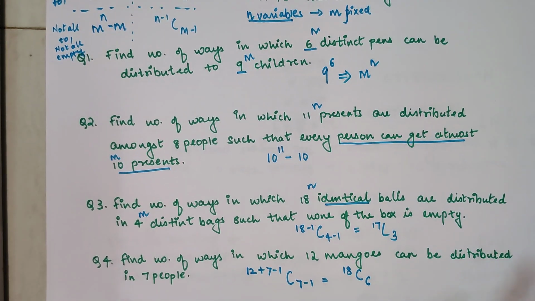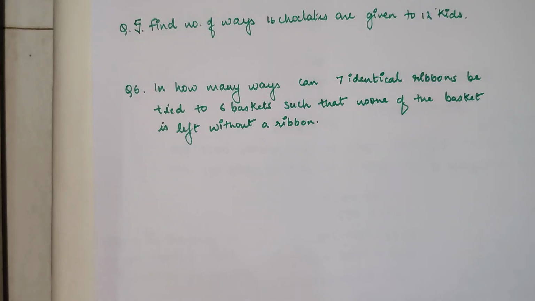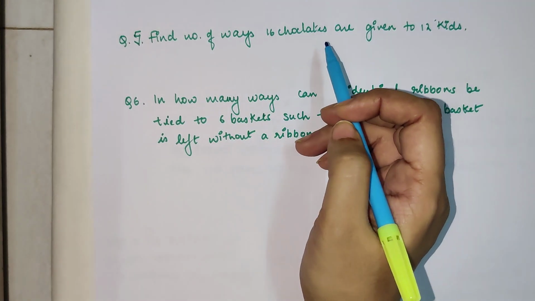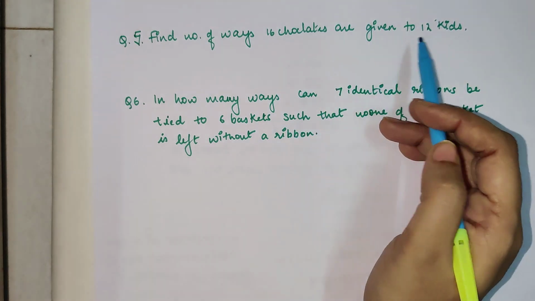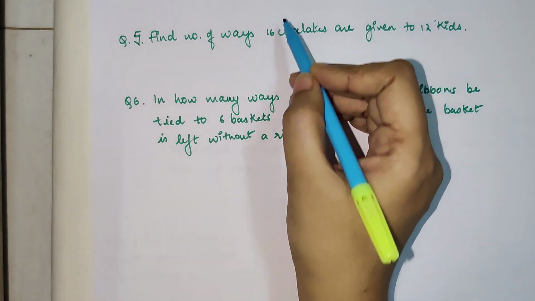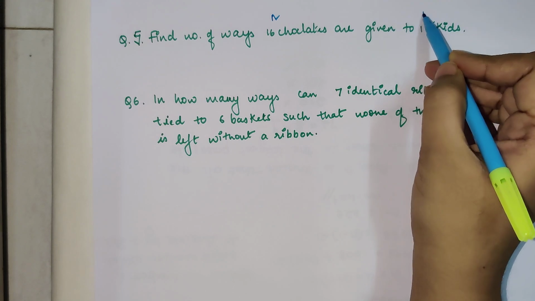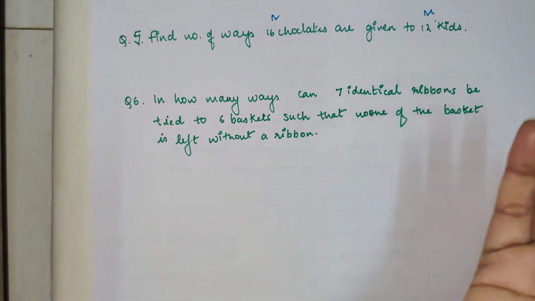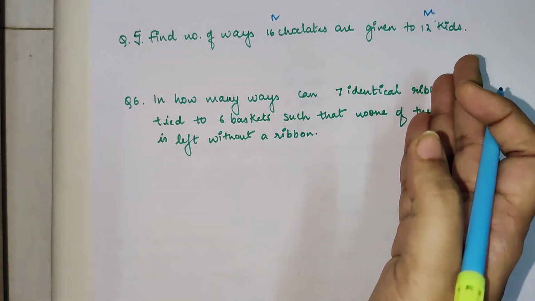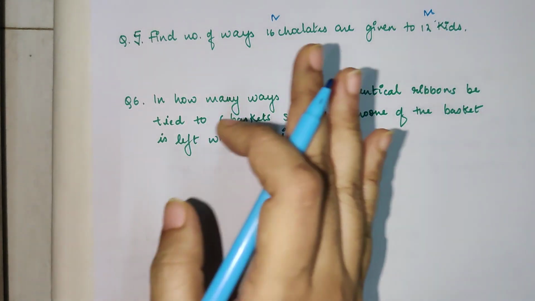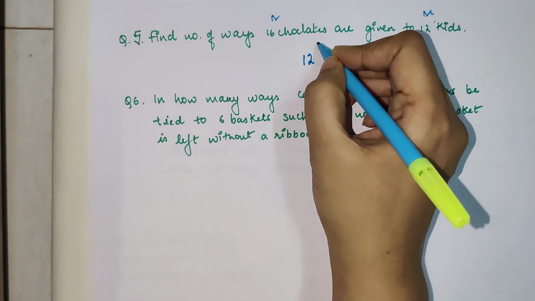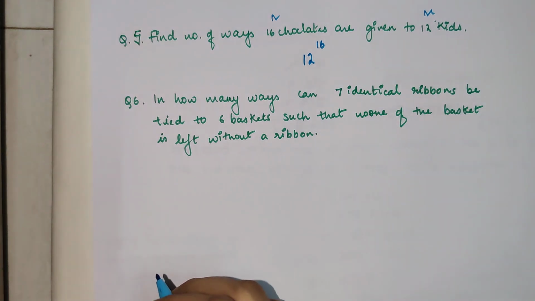Okay, so now let's do one more question. The next one is, find the number of ways in which 16 chocolates are given to 12 kids. Now see, this is your n and this is your m. Here also they have not mentioned that all the chocolates cannot be given to one child. So in that case what we will do is 12 raised to 16.